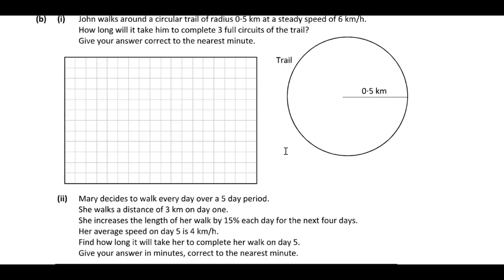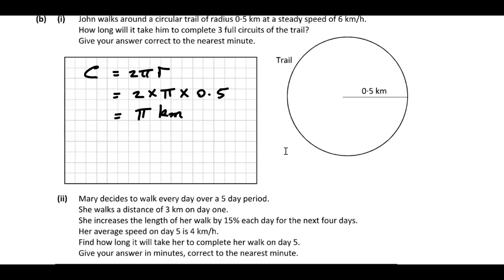So what we've got to do here is work out how far it is to walk around one circle. The circumference of a circle is 2 pi r. Now we have 2, we've got to multiply it by pi, and then multiply it by 0.5. So 2 times 0.5 is 1, and 1 times pi is pi. So it's pi kilometers, if you like. Pi is 3.1415 and so on, so it's roughly 3 kilometers around.